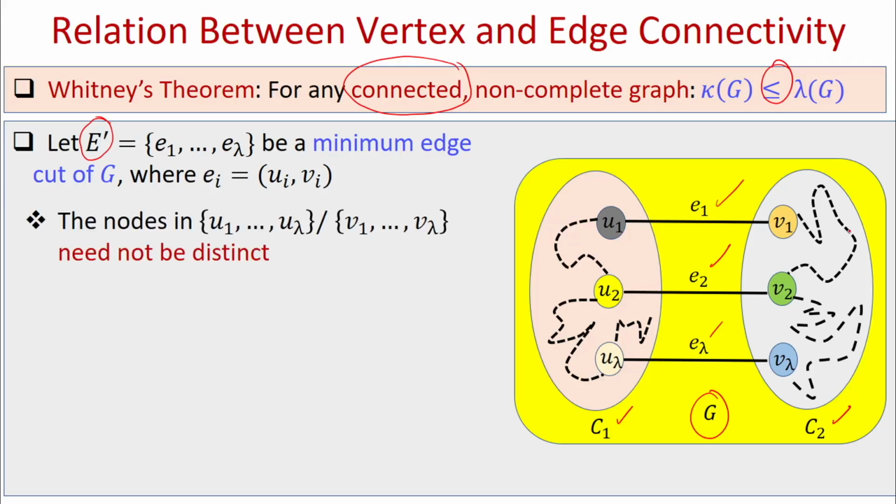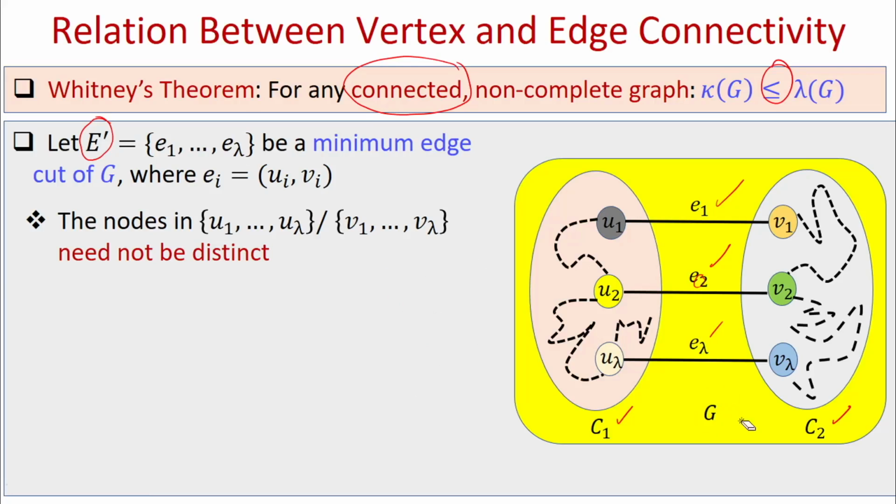By the way, here it's not necessary that all the nodes U1 to U lambda or V1 to V lambda are distinct. It might be possible that you have just U1 in component C1 and all the edges E1, E2, E3 up to E lambda have U1 as one of their endpoints. Similarly, you might have a case where V1 is the only node in C2 and all these edges E1, E2, E3 up to E lambda have V1 as one of their endpoints. So that's why it's not necessary that U1 to U lambda and V1 to V lambda are all distinct.